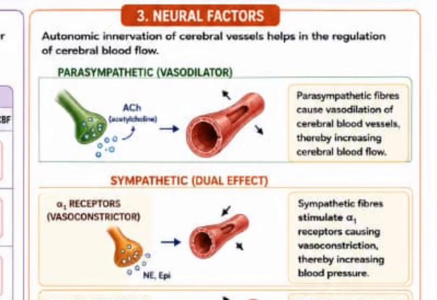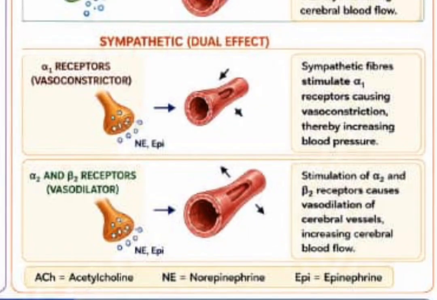So the next one is the neural factors. Now in the neural factors, what happens? Now use your head. What vasodilates the blood vessel? What vasoconstricts the blood vessel? Are you getting that? If you stimulate excessive sympathetic nervous system, what will the sympathetic nervous system do to you? It will do two things for you. It can vasoconstrict the blood vessel, it can vasodilate the blood vessel. Don't forget, it can vasoconstrict, it can vasodilate.